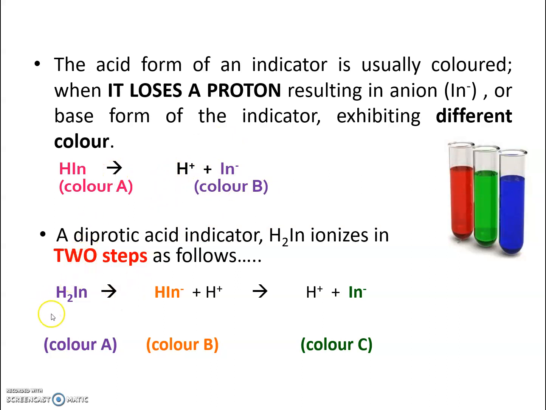With a diprotic acid, there are two steps, or two color changes. From color A, it dissociates to an indicator ion and one H+, and the color changes to color B. Then it dissociates to another H+ and another ion and turns to color C. So there are two color changes of the indicator.